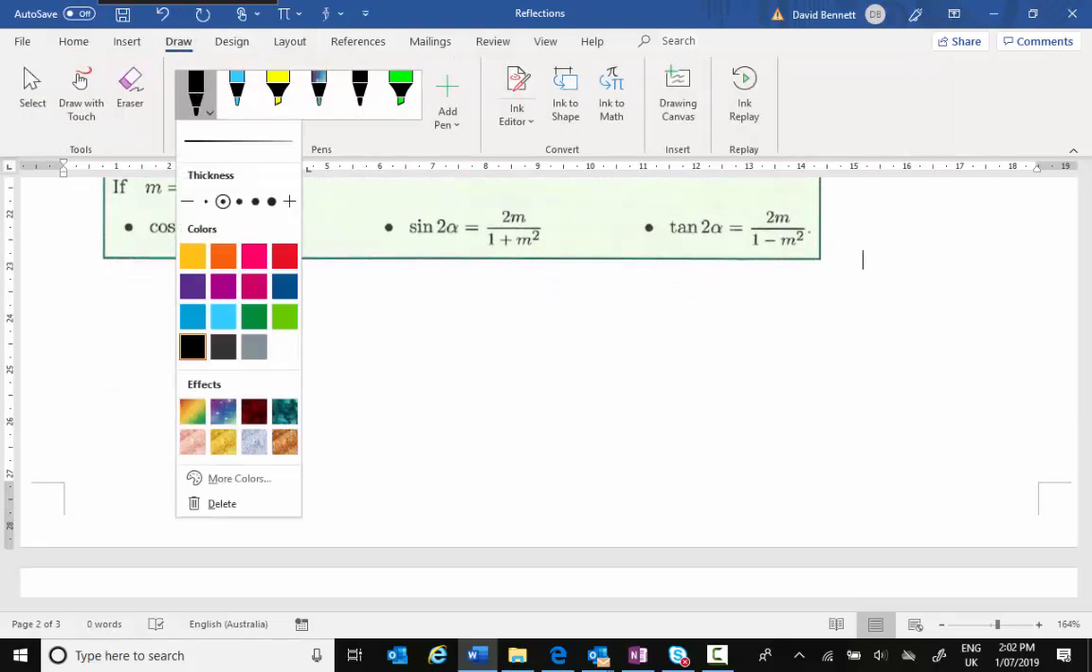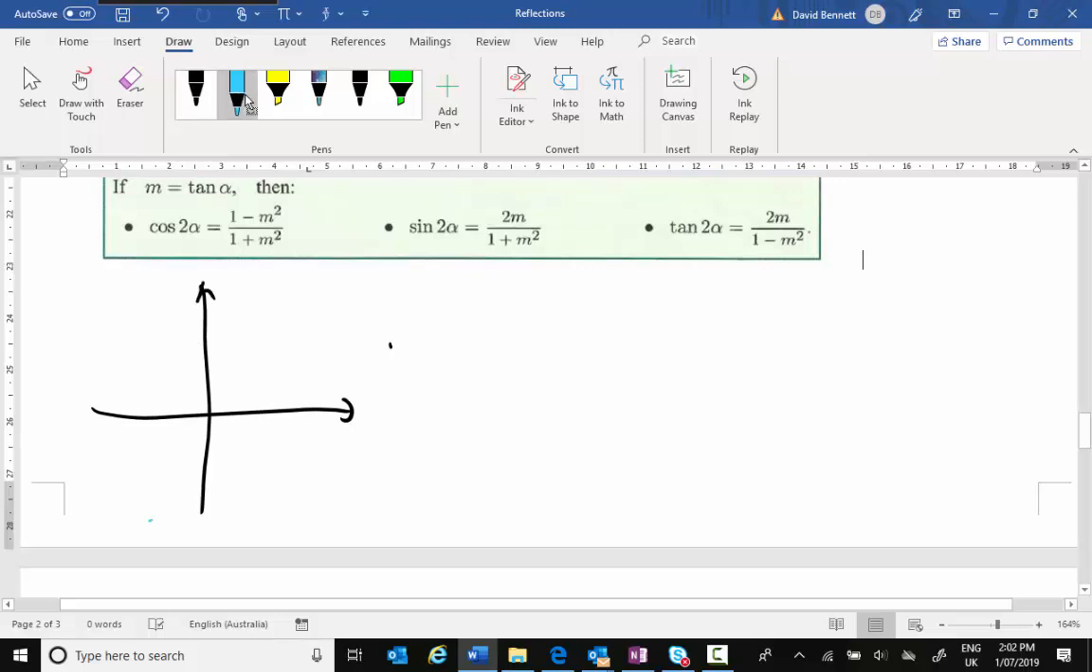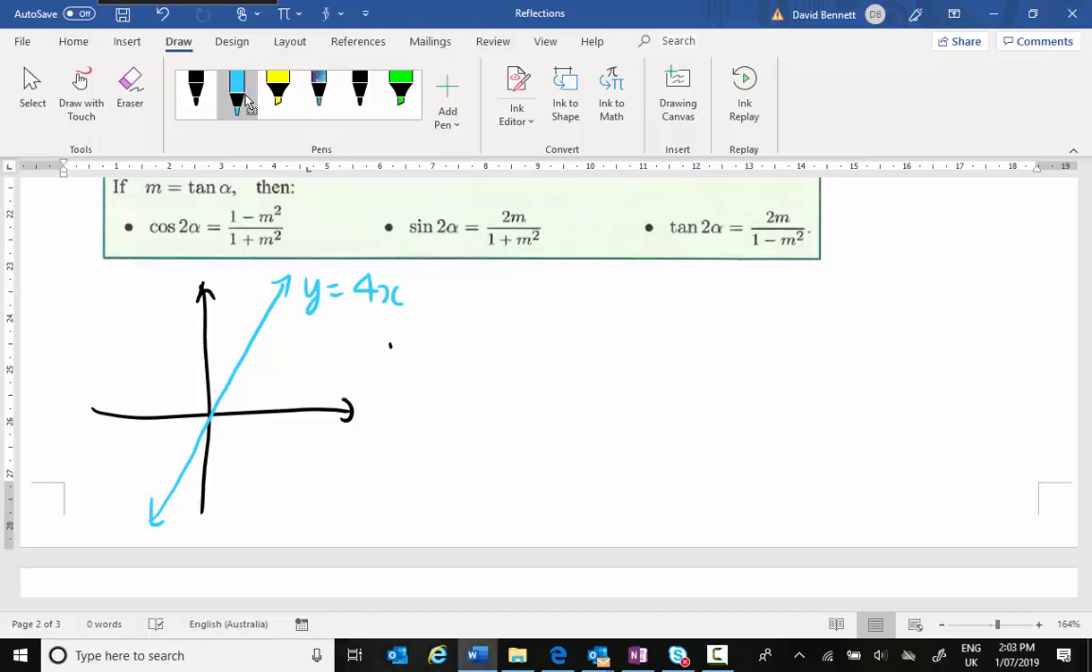Right, let's have a go. It's best to have a go. Right, so let's say we're going to draw a line, our transformation line, should put arrows on there. Right, here's the line y equals 4x. Right, what we're saying is m is equal to tan of alpha. So therefore, we know that tan of alpha equals 4. Right? Does that make sense? All right.